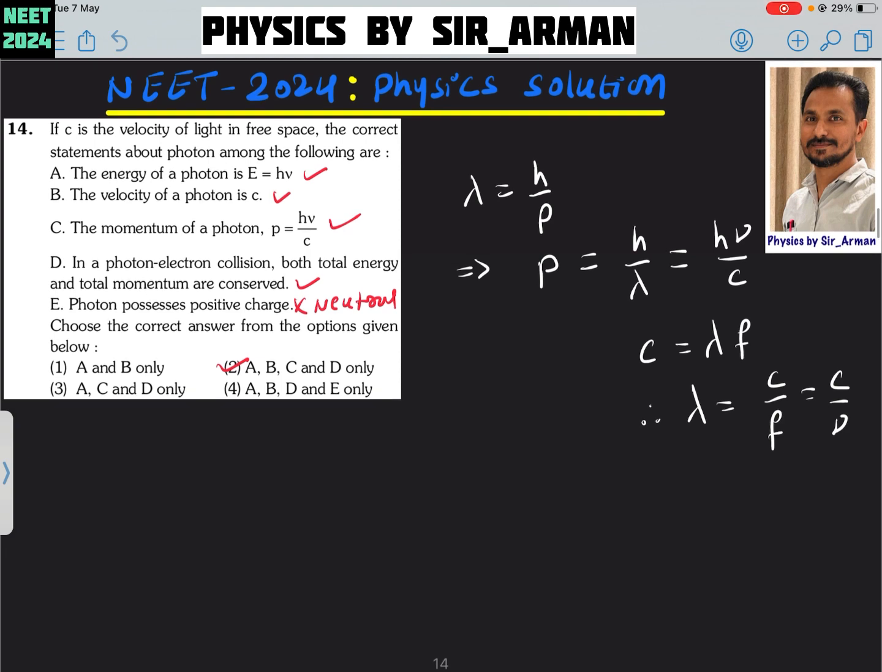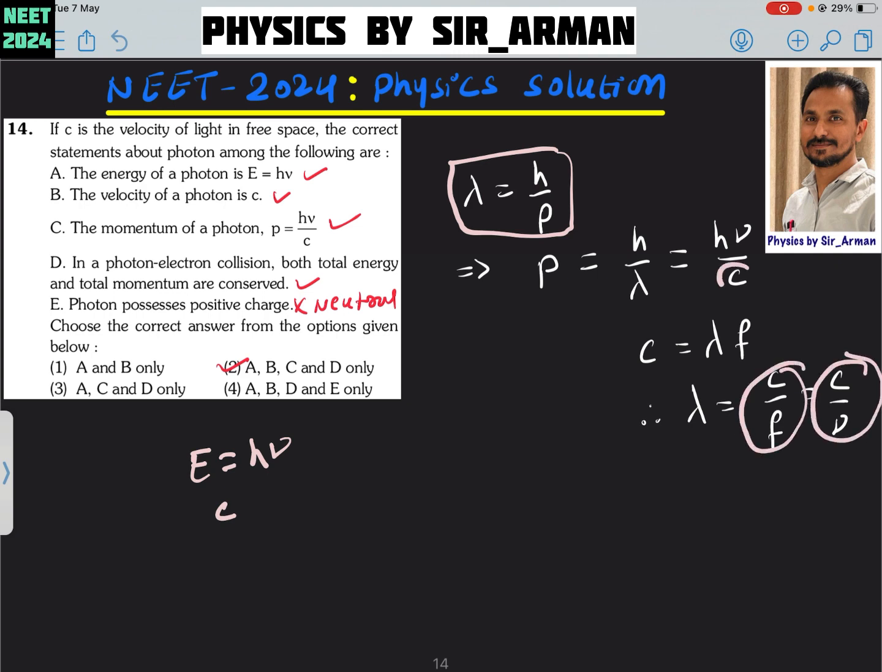Question number 14. If c is the velocity of light in free space, which is the correct statement about a photon among the following? Option A: the energy of the photon, E, is equal to h nu, or h into f. The velocity of the photon in vacuum is c. For the momentum of the photon, from de Broglie's equation, lambda is equal to h by p, so p is equal to h by lambda. Now lambda you can write as c by f, or c by nu. If you place c by nu, the nu goes up, so p is h nu by c.